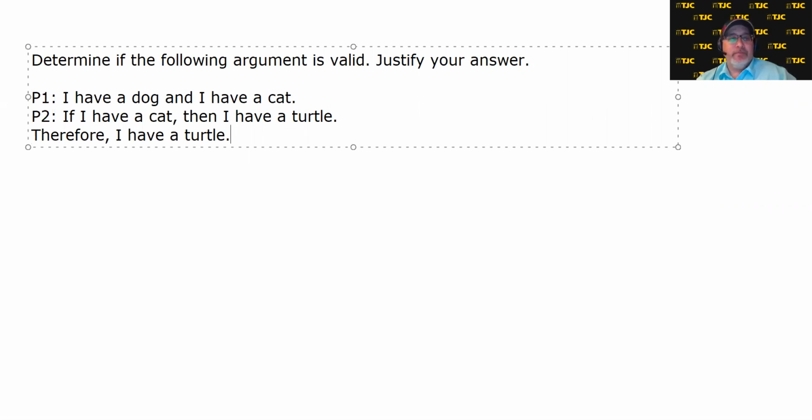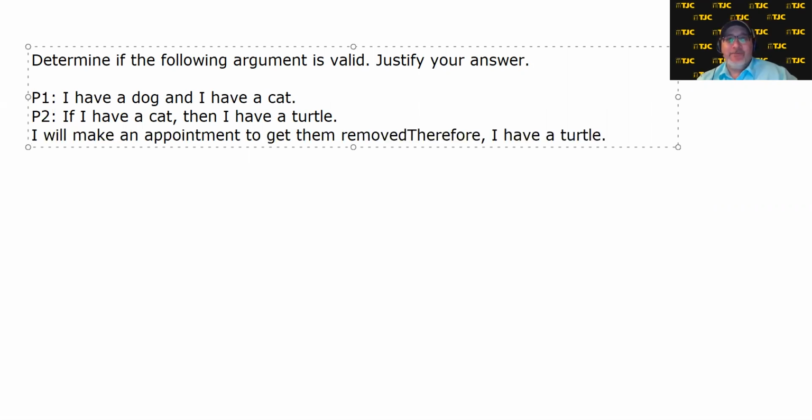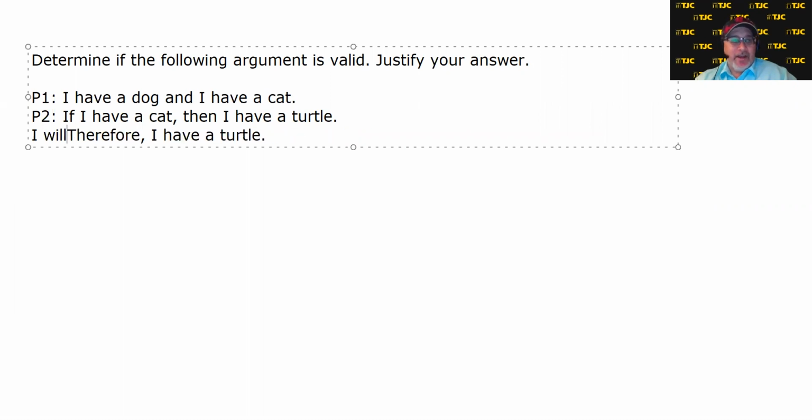Conclusion. Nope, hold on. Forgot I had copied something else. I was about to copy the therefore symbol, but I'd copied something else more recently. Now, there we go. Therefore, I have a turtle, which I do.